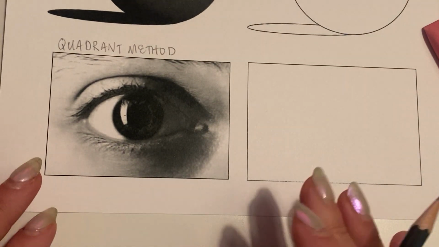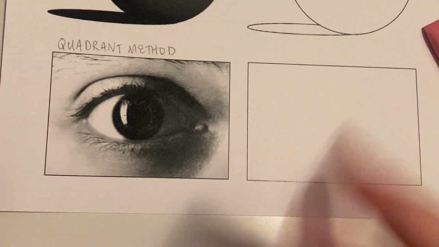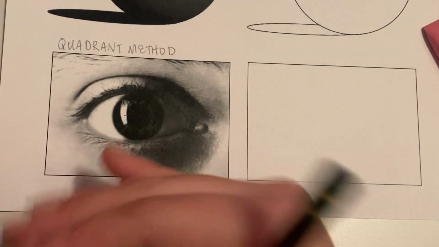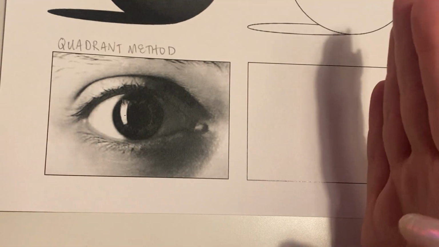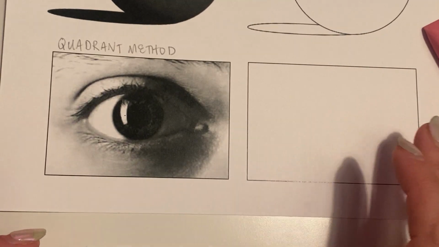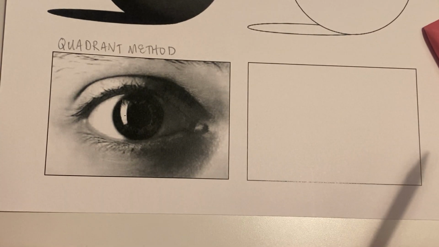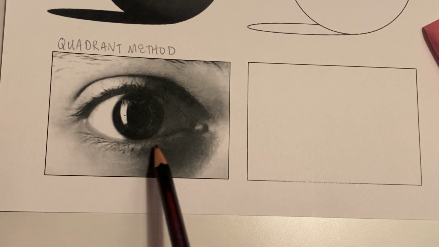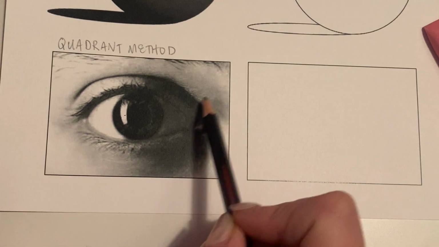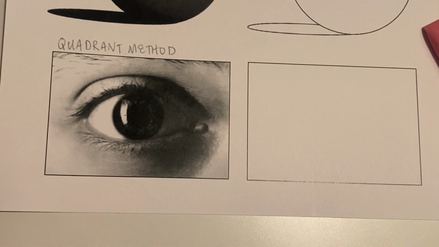So quadrant method is basically where we split up our reference image into 4 quadrants. We'll split it up down the center, across, down the center, across. Same with our box that we're going to draw into. And then after we sketch out the eye, we're going to draw out some of these shapes that the different values of shadows are making.